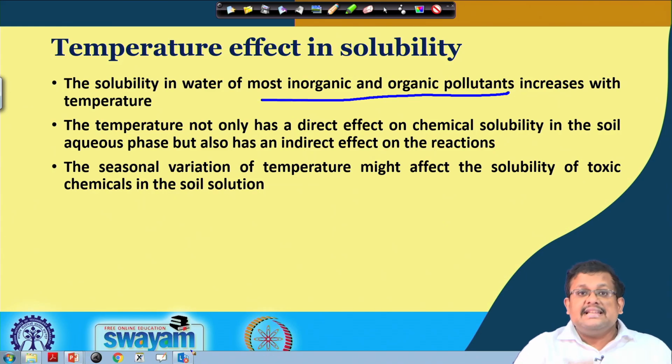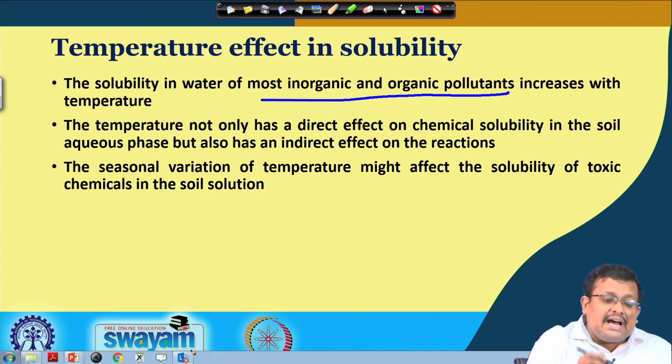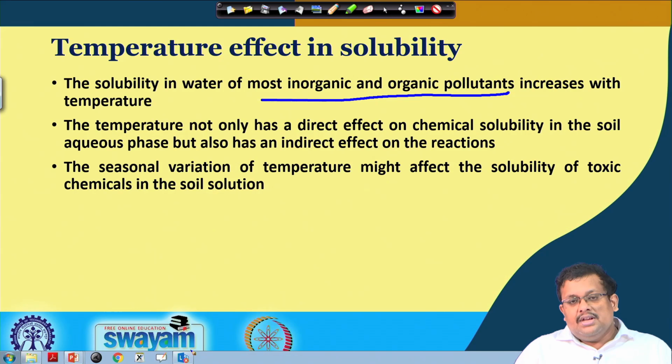And third is the seasonal variation of temperature. Seasonal variation of temperature might affect the solubility of toxic chemicals in the soil solution. So, these are the three important points, and the last point shows that the change of season produces a change of temperature, which also affects the solubility of toxic chemicals in the soil solution. When there is an increase in surrounding temperature, there is an increase in solubility of the toxic chemical.